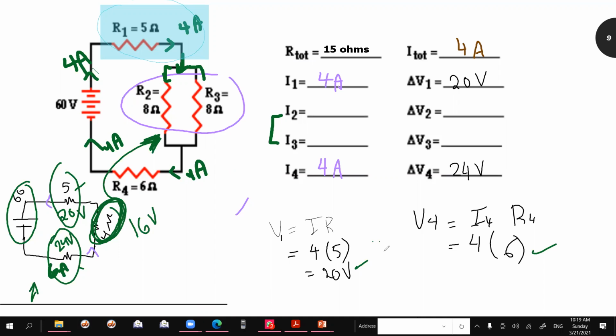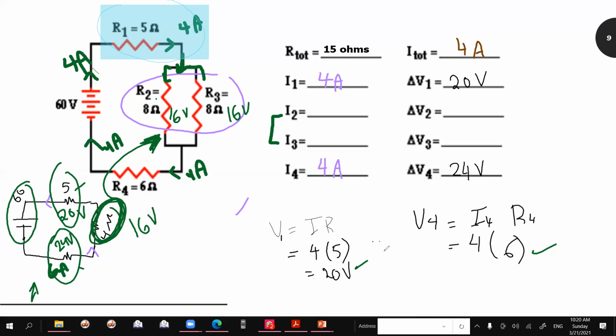we will say that when we cut them, or when we come back to the original one, they are 8 and 8, they are connected in parallel. So that means this voltage here will be 16, and this voltage here will be 16 too. Why? I know that the voltage is 16, and since they are connected in parallel, the voltages are equal. So the voltage for R2 will be 16, and the voltage for R3 will be 16.